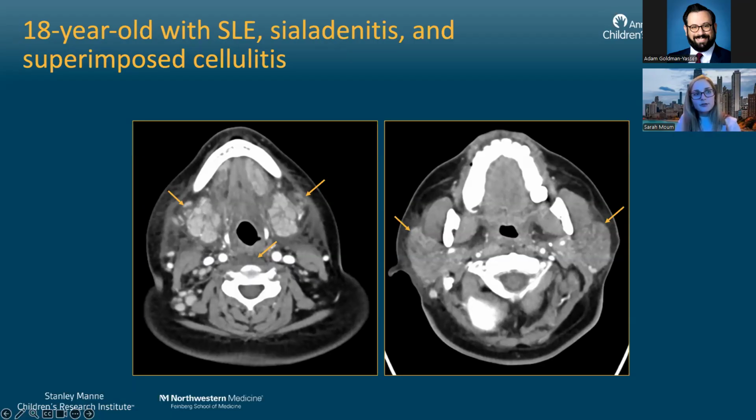So together, as I put on the slide, this was attributed to sialadenitis, which we can see with lupus, but also they had this superimposed cellulitis, and that was also attributed to some of their presenting symptoms. They had been having more nasal and throat pain and upper respiratory tract infection symptoms as well. Ultimately, thankfully, despite all the stranding and inflammation, infection, and cellulitis, this patient didn't need intubation, and they were treated with antibiotics and did well upon discharge home.